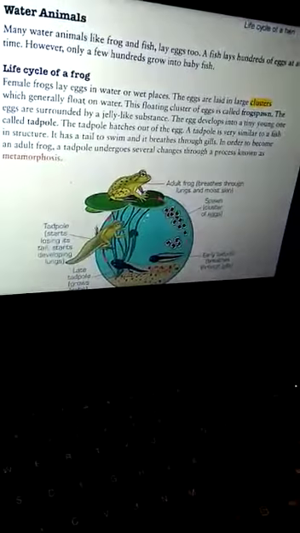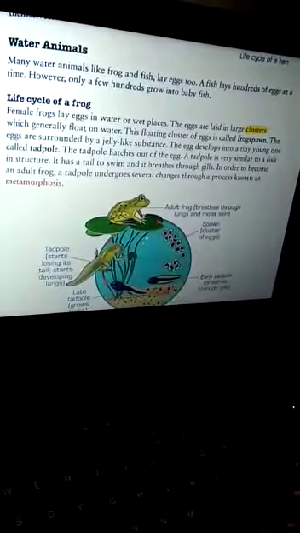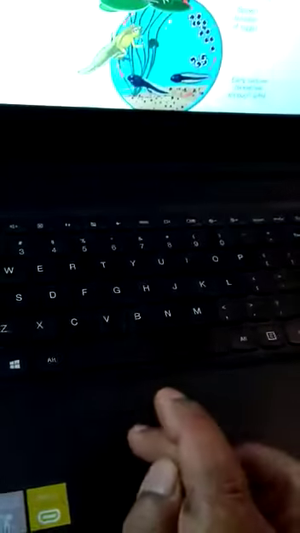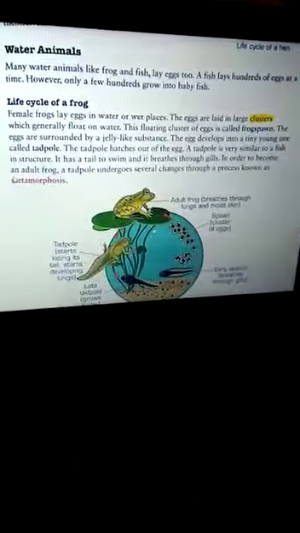After 4 or 5 weeks, the tadpole loses its tail and grows organs and limbs. In about 11 weeks, it transforms into a fully developed frog. This complete change in the form of an organism from the young stage to the adult stage is called metamorphosis. In order to become an adult, a tadpole undergoes several changes through a process.